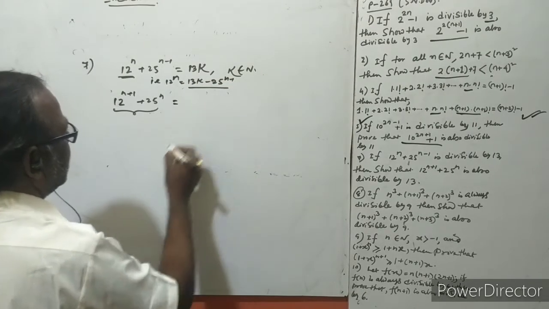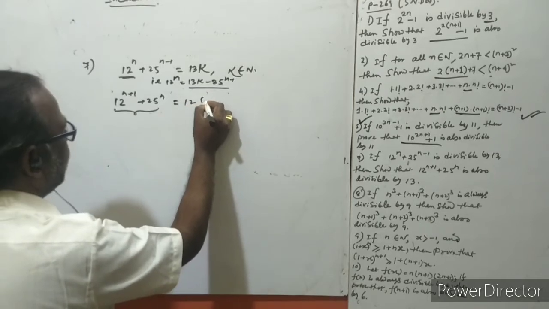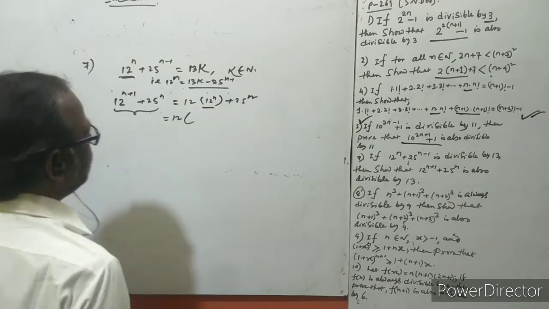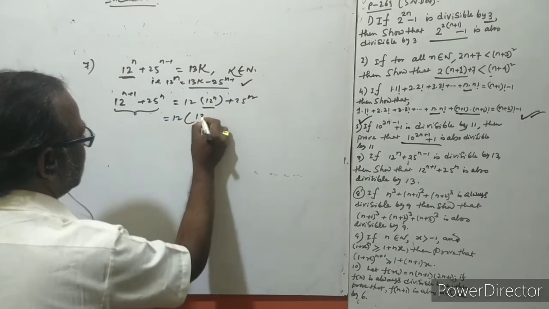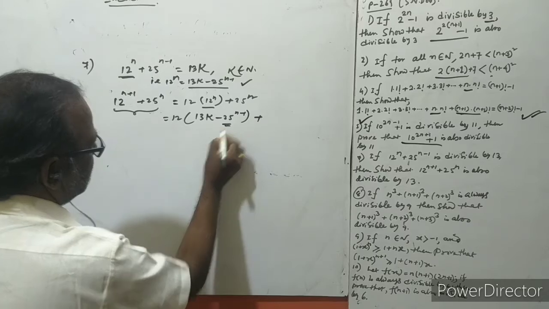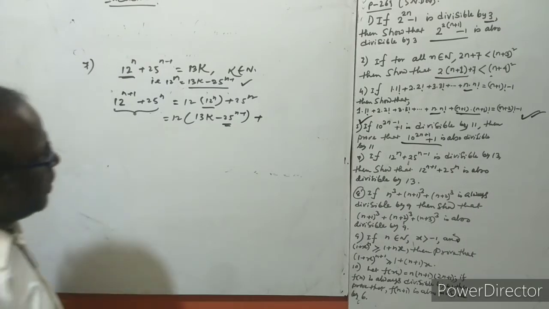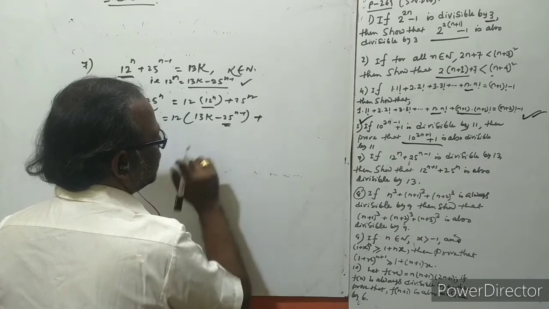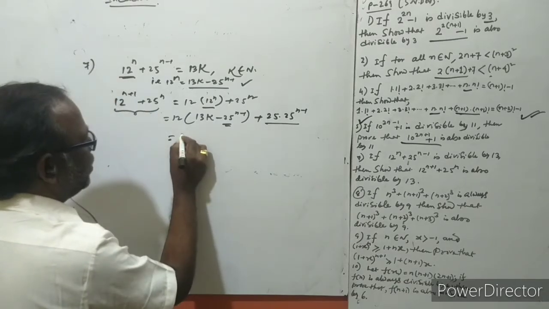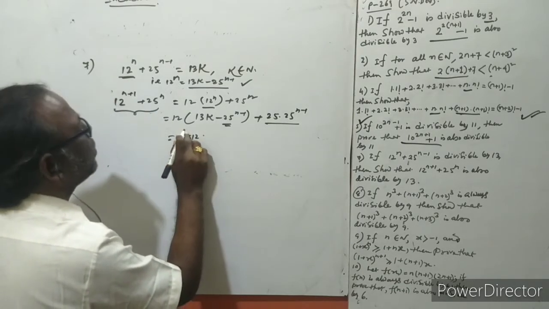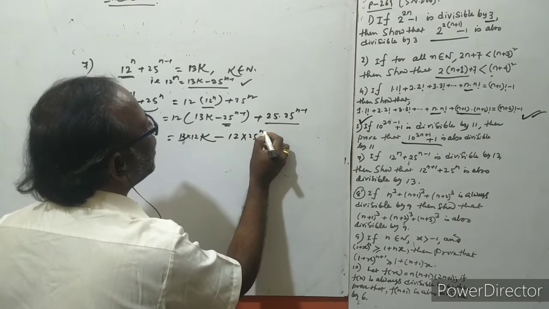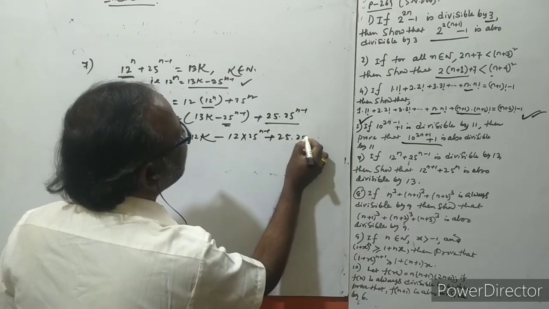From this, we can write 12 into 12 to the power n plus 25 to the power n. In place of 12 to the power n, we substitute 13k minus 25 to the power n minus 1. Here the power of 25 is n minus 1 but we need n, so we write 25 into 25 to the power n minus 1. So we get 13 into 12k, multiplied by 12 into 25 to the power n minus 1, and 25 into 25 to the power n minus 1.